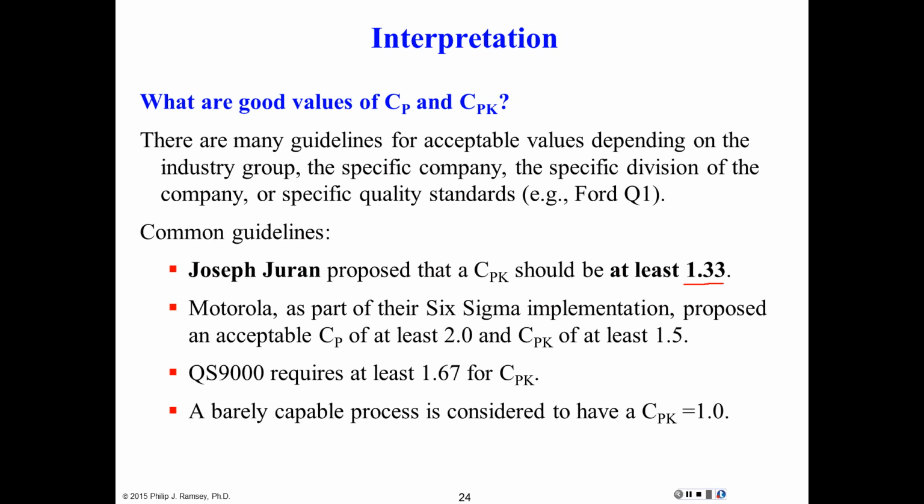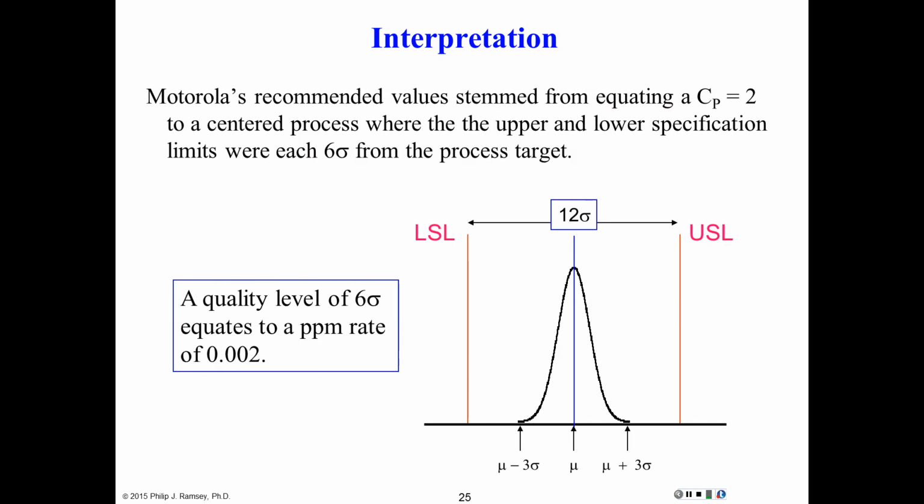Juran said 1.33, and he basically introduced the idea, but there's no rhyme or reason to that. Motorola, as part of Six Sigma, said 1.5. The automotive industry typically says a minimum of 1.67 with continuous improvement beyond that. Okay. And again, I just throw these out there. I don't subscribe to specified values. I think it totally depends on your application.